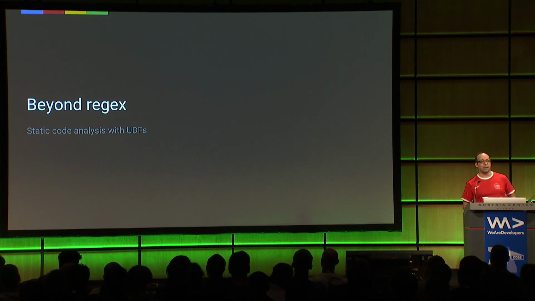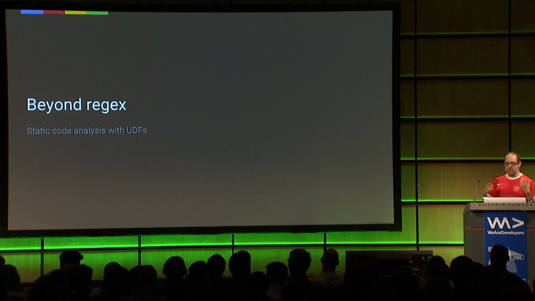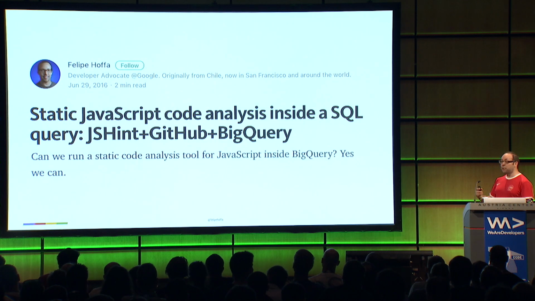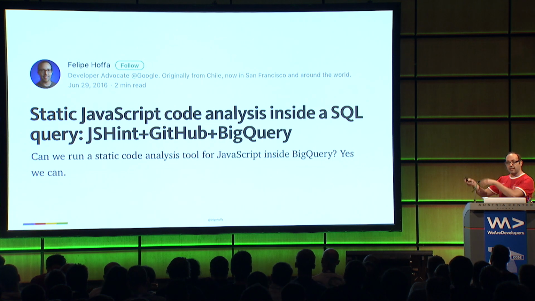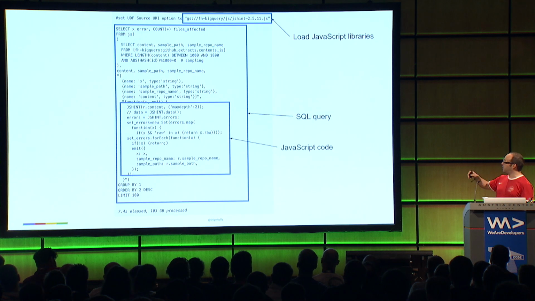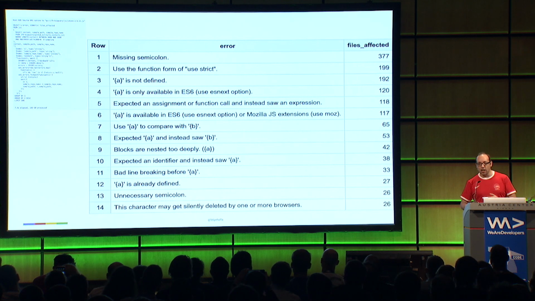You can go beyond regular expressions. With BigQuery, you can do SQL, you can do regular expressions, but you can also run arbitrary JavaScript code inside SQL. Those are user-defined functions. So for example, to do static code analysis, I just took a library I found on GitHub, JSHint, and I told BigQuery, take this library, run it inside my SQL query. This was my code. And suddenly I'm getting the top warnings a static code analyzer gives me for JavaScript. There's a lot we can do with UDFs. I would love to talk more about that with you later.